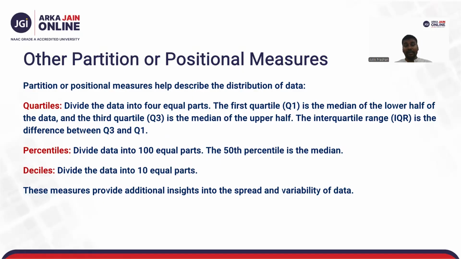So what exactly is a quartile? It divides the data into 4 equal parts. The first quartile is the median of the lower half of the data, and the third quartile is the median of the upper half. The interquartile range, IQR, is the difference between Q1 and Q3. After finding Q1 and Q3, you will be able to find the IQR.